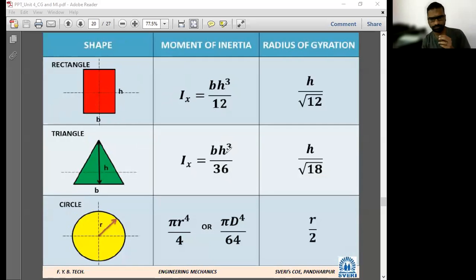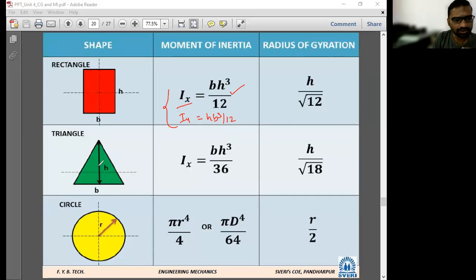Am I audible, everyone? Yes, sir. Tell me, what is Ixx? Ixx is equal to bh cube by 12, correct? Yes. Tell me, what is Iyy? Iyy is equal to hb cube upon 12. That is with respect to centroidal axis.